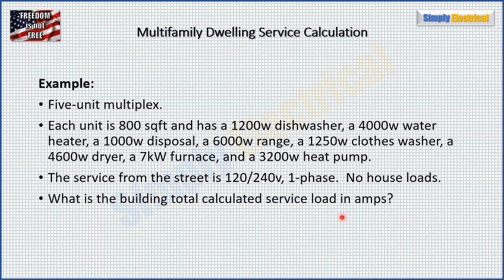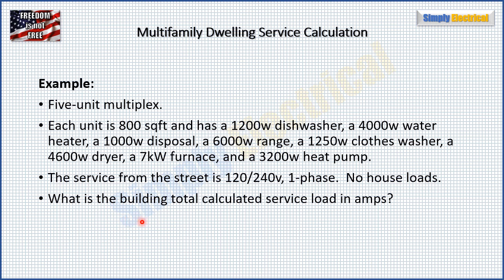So we got our 5-unit multiplex. Each unit is 800 square foot and has a 1200 watt dishwasher, a 4000 watt water heater, a 1000 watt disposal, 6000 watt range, a 1250 watt clothes washer, a 4600 watt dryer, a 7 kW furnace, and a 3200 watt heat pump. The service from the street is 120/240 volt single phase, and there are no house loads in the building. What is the building total calculated service load in amps?